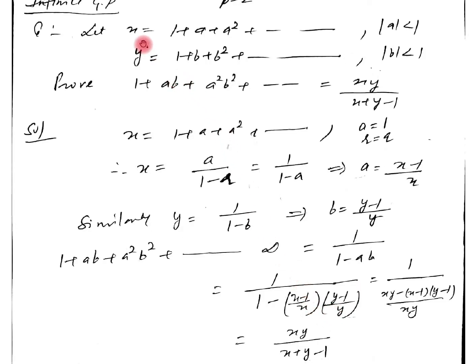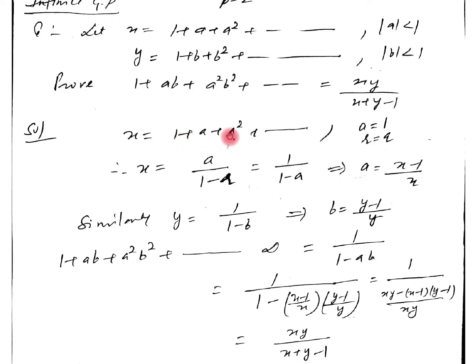Now here the question is, let x equal to 1 plus a plus a square up to infinity, y equal to 1 plus b plus b square up to infinity. Prove that 1 plus ab plus a square b square plus up to infinity is equal to x into y upon x plus y minus 1. Again we have to take help of infinite GP.